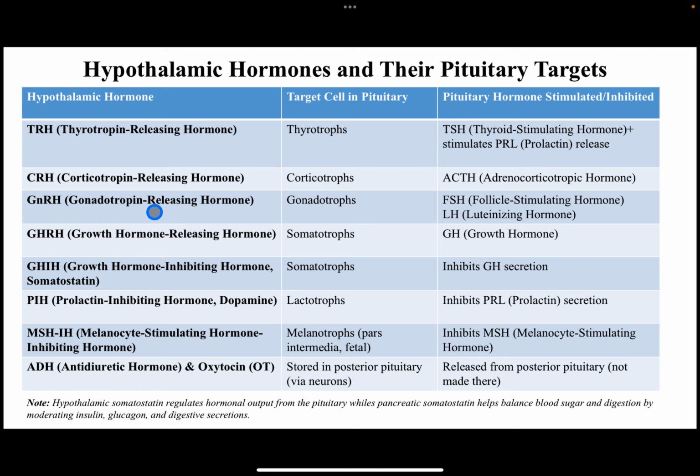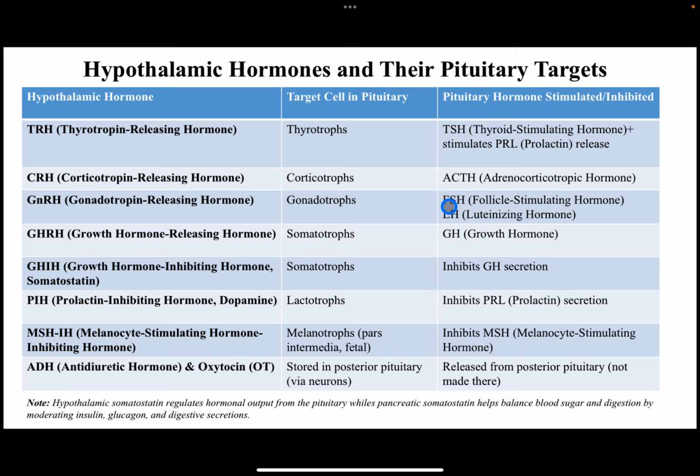Now, the next hormone from the hypothalamus is the gonadotropin releasing hormone, GnRH. The gonadotropin releasing hormone is transported through the hypophyseal portal system, which is a blood vessel, to the pituitary gland. Then when it goes to the pituitary gland, it targets the gonadotroph cells. And once the gonadotroph cells are stimulated, they produce the follicle stimulating hormone and the luteinizing hormone.